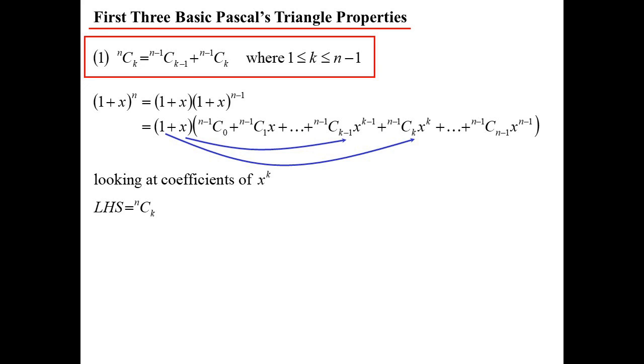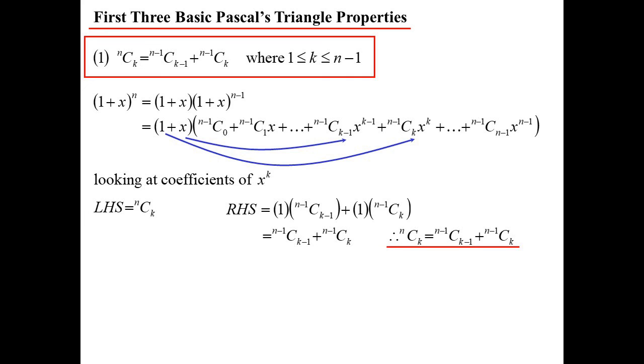On the right-hand side, the 1 would be times the term with the x to the power of k, and the x would be times the term with the x to the k minus 1. And so we would get 1 times (n−1)C(k−1) plus 1 times (n−1)Ck, and that is indeed what we're trying to prove. So yes, it is true that nCk is equal to those 2 things added together.